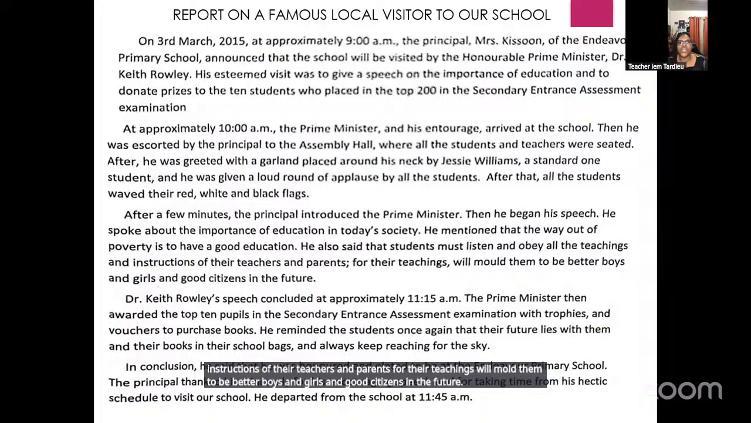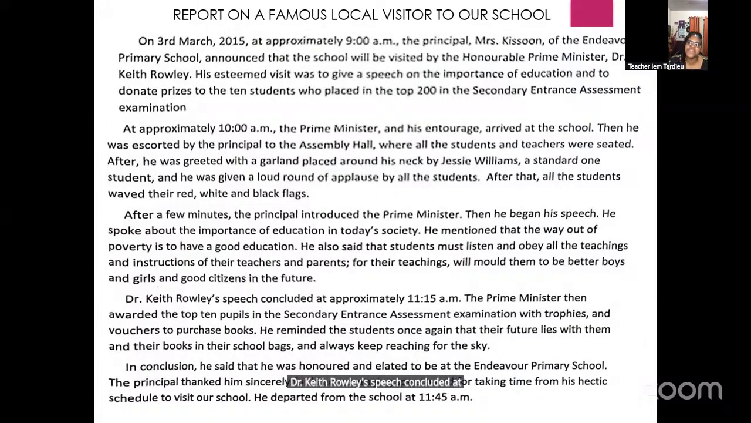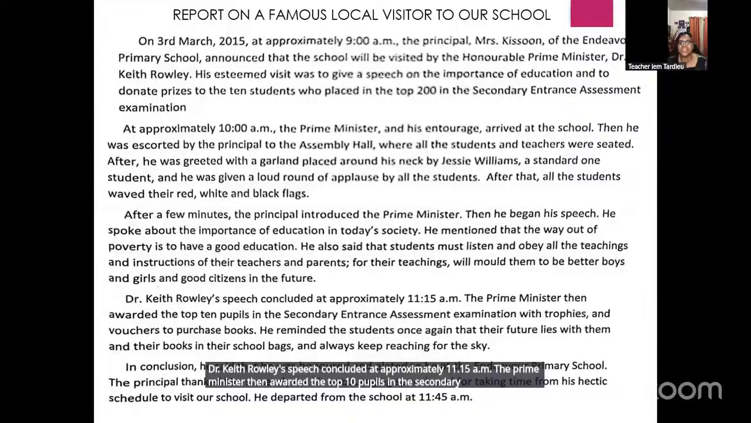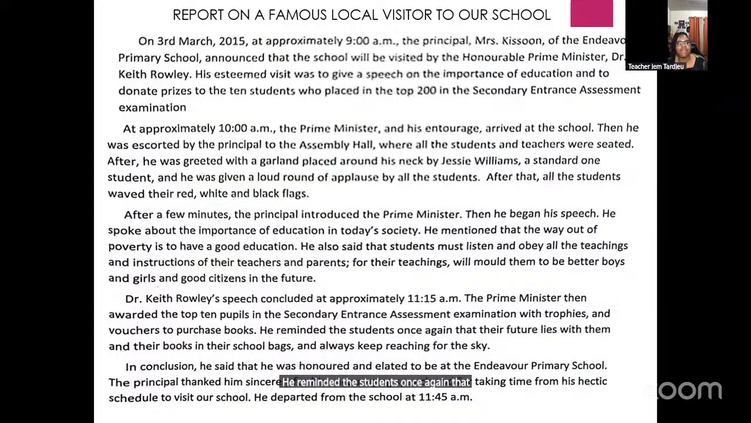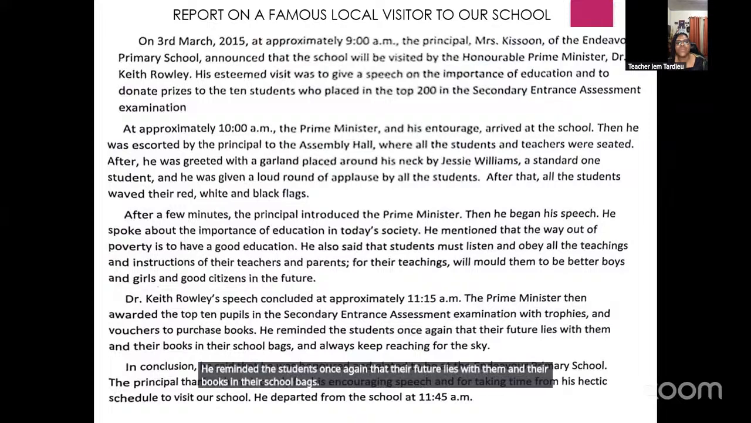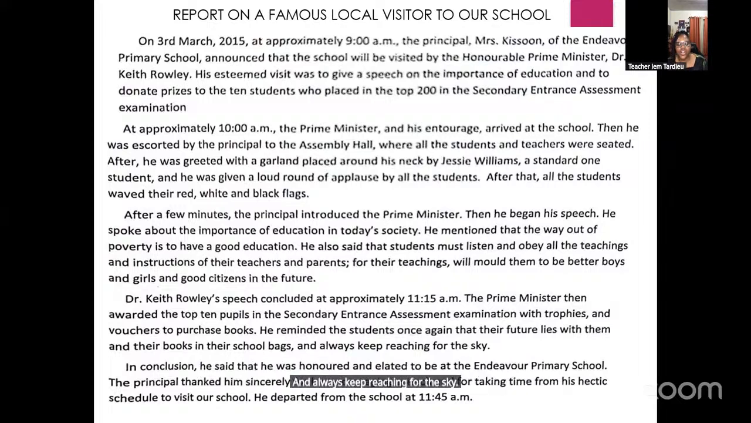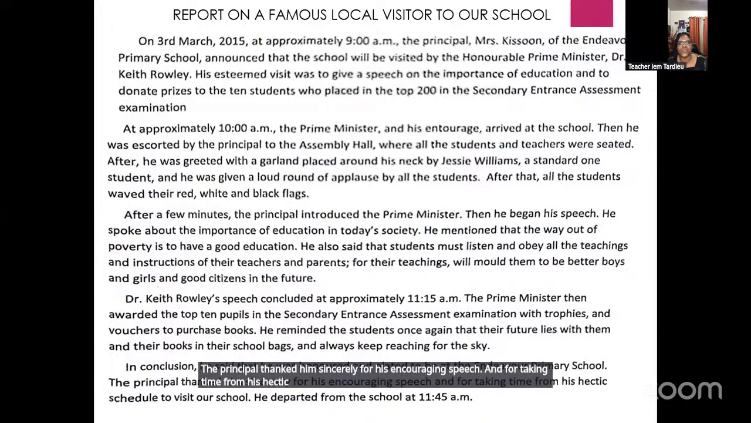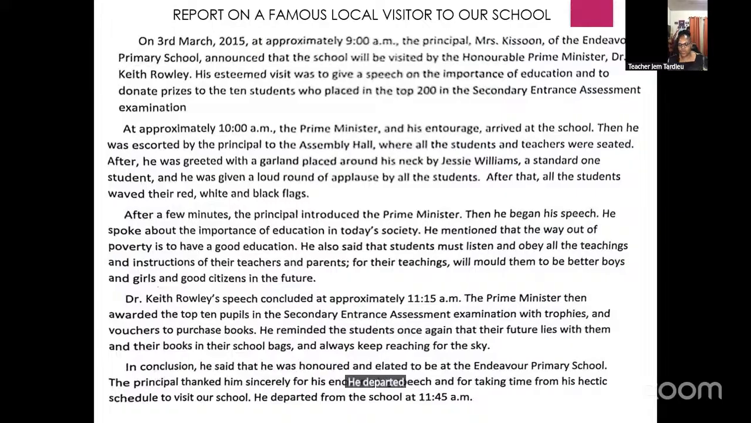Dr. Keith Rowley's speech concluded at approximately 11:15 a.m. The Prime Minister then awarded the top 10 pupils in the secondary entrance assessment examination with trophies and vouchers to purchase books. He reminded the students once again that their future lies with them and their books in their school bags, and always keep reaching for the sky. In conclusion, he said that he was honored and elated to be at the Endeavour Primary School. The principal thanked him sincerely for his encouraging speech and for taking time from his hectic schedule to visit our school. He departed from the school at 11:45 a.m.